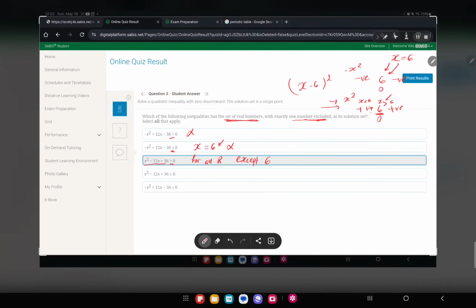And is that what we're looking for? A set of real numbers with one number excluded, one excluded value. And in this case, that's what we have, all real numbers, and we have one excluded value. So this should be correct. But in the quiz, they gave it wrong. Part D, x squared minus 12x.